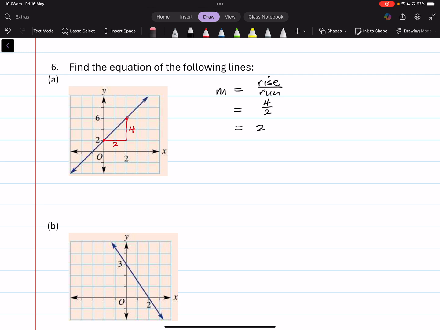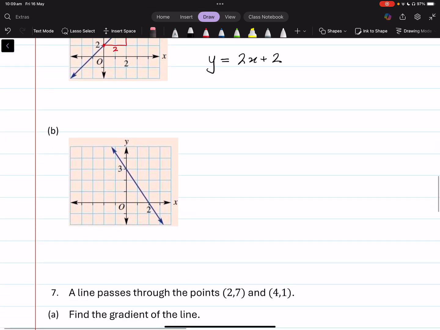Not only that, we know the y-intercept. The y-intercept is 2. So this is going to have equation y equals m, which is 2, x plus a constant, which is your y-intercept, and it's crossing the y-axis at 2. So there's the equation of the line. Feel free to pause it and try 6b.